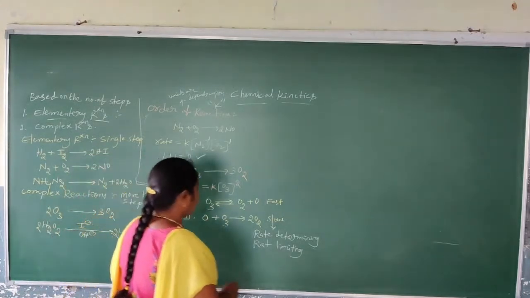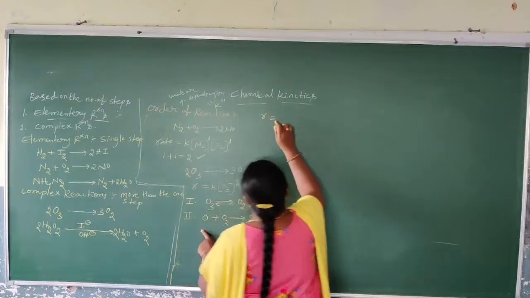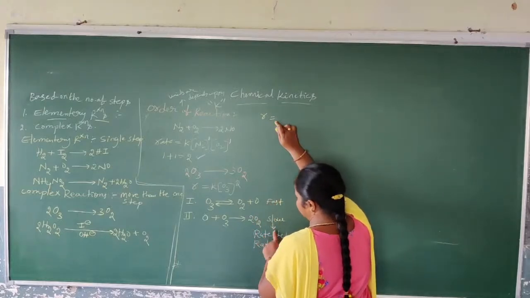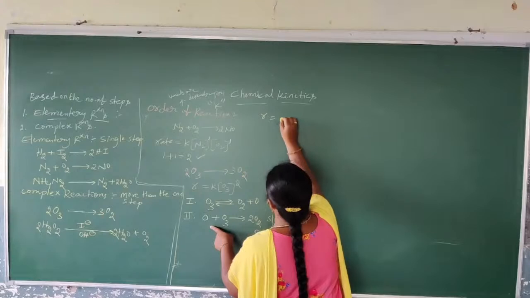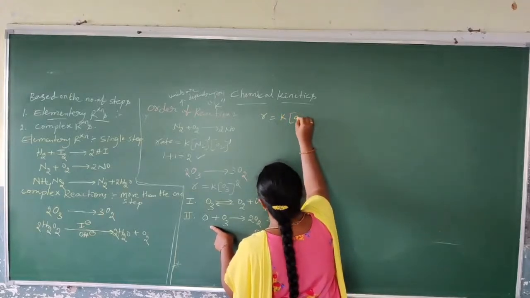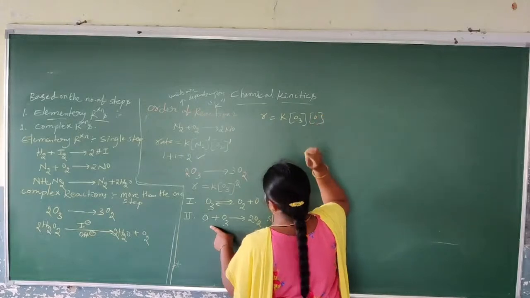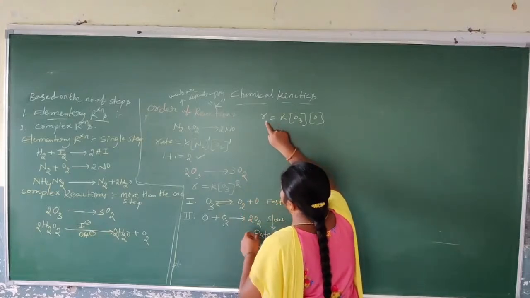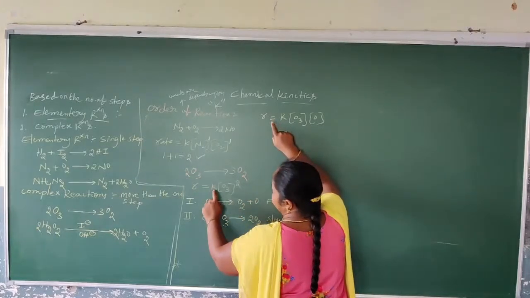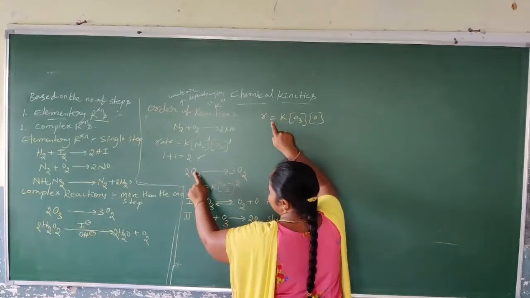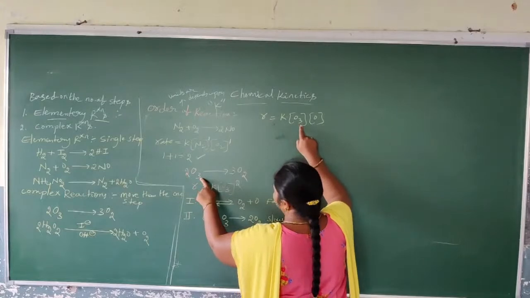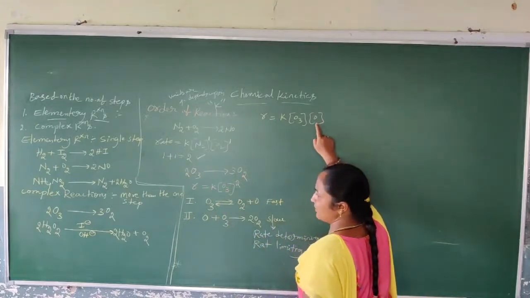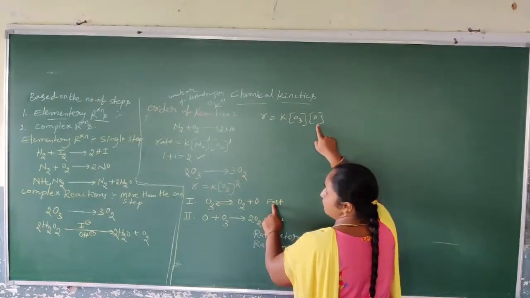Now we can write the rate equation for this slow step, because it is the only one determining the rate. So rate is equal to K into O3 concentration into O concentration. For which type of reactions can we write rate? Rate is equal to K into the concentration of the reactants. But O3 is there in both, while nascent oxygen is not in the balanced equation. So for finding the nascent oxygen concentration, we have to take the fast reaction.